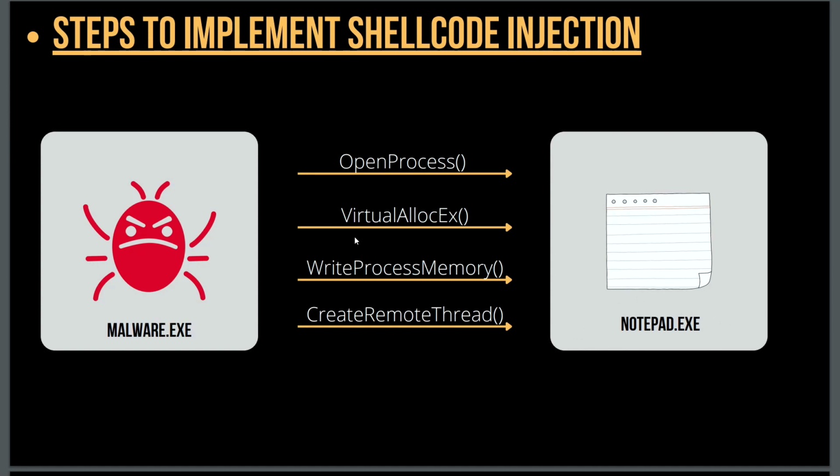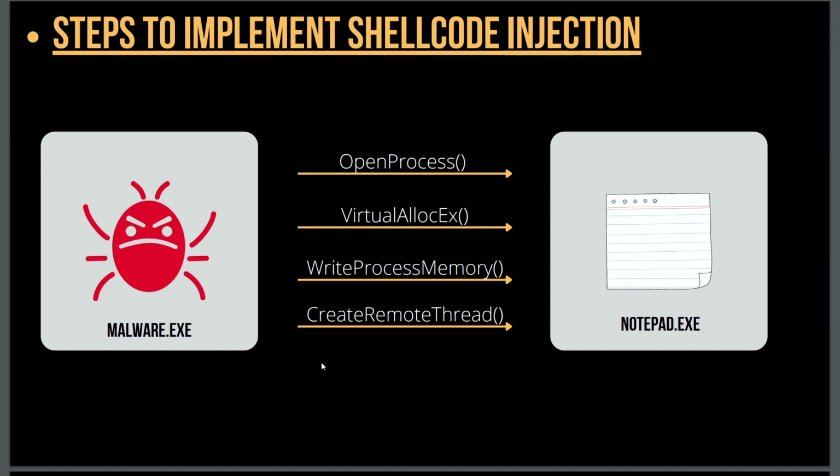Then we call the VirtualAllocEx function. The VirtualAllocEx function allocates memory in a remote process. So as you may have guessed, VirtualAllocEx allocates some memory in the notepad.exe process. And then we call WriteProcessMemory. WriteProcessMemory is similar to RtlMoveMemory, but WriteProcessMemory is used for writing shellcode in a remote process, not in the local process. So we use this API call to write our shellcode to a remote process, to the notepad.exe process.